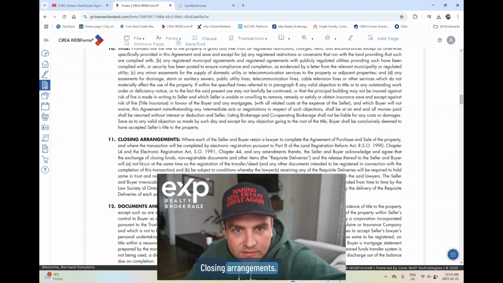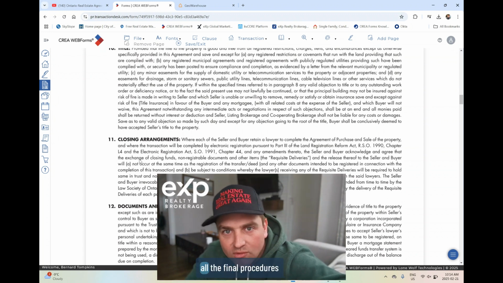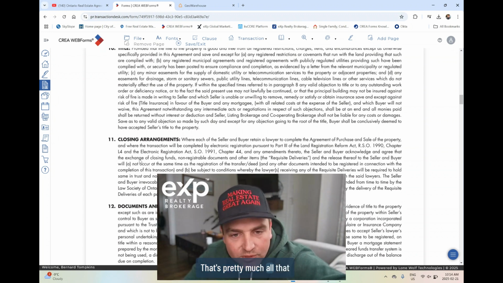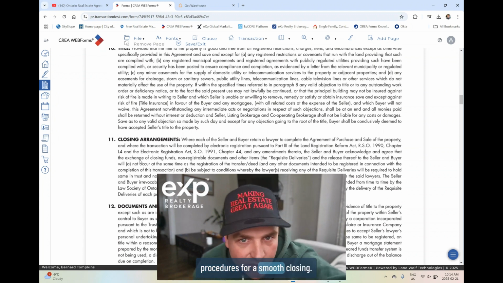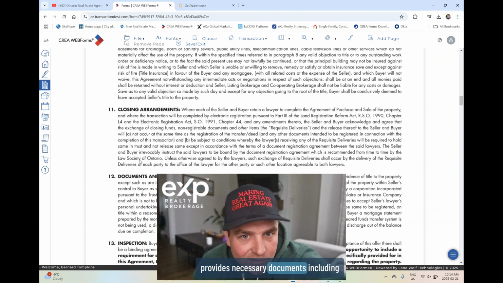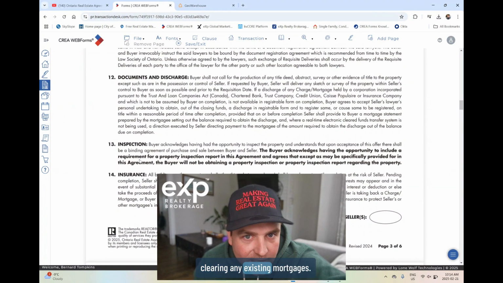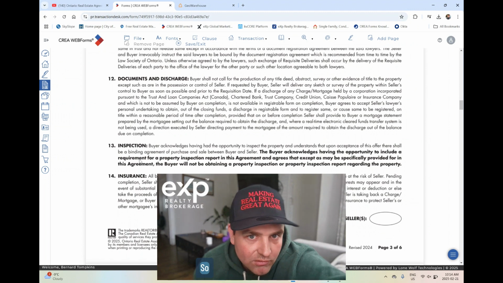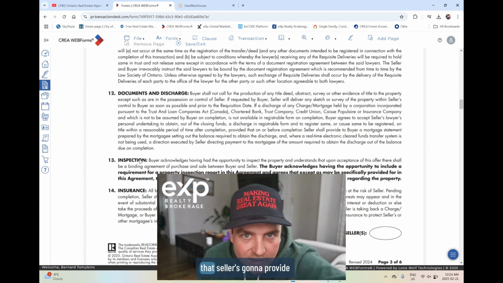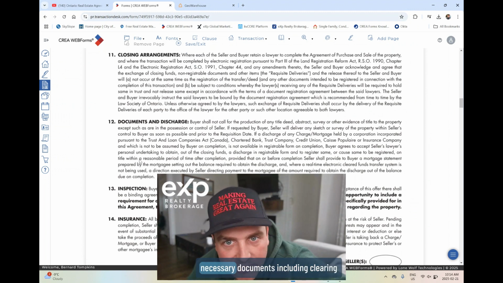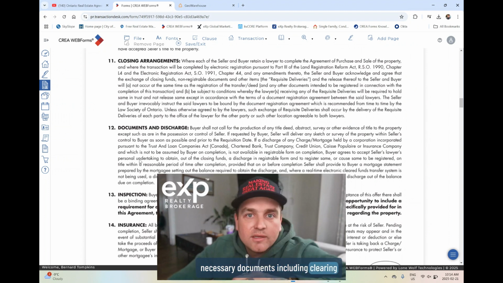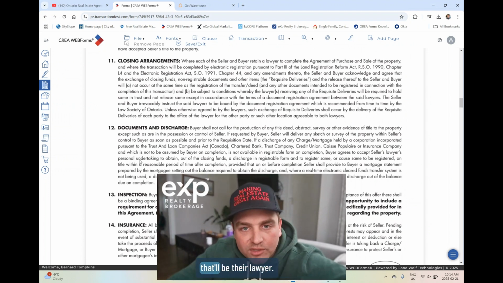Closing arrangements. Lawyers need to handle all the final procedures for a smooth closing. That's pretty much all that says, that the lawyers are going to handle all the final procedures for a smooth closing. Documents and discharge. Seller provides necessary documents, including clearing any existing mortgages. So this is just saying that the seller is going to provide necessary documents, including clearing any existing mortgages, and that'll be their lawyer.